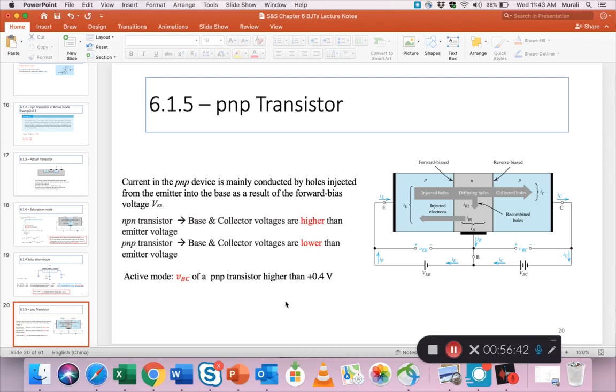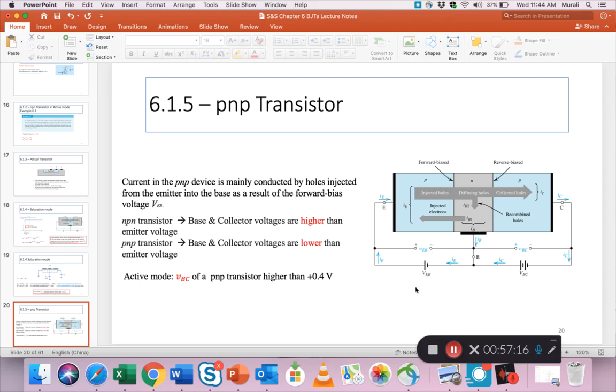Here we talk about the PNP transistor for the very first time. Like I told you, for PNP, everything is opposite. Now, instead of electrons being the primary way of conducting current in the transistor, we have holes taking the lead role. So holes are emitted by the P emitter and collected by the P collector, and then the base is N in this case.